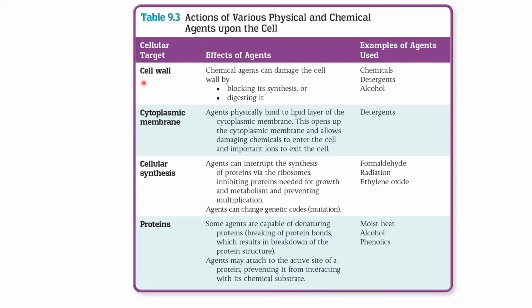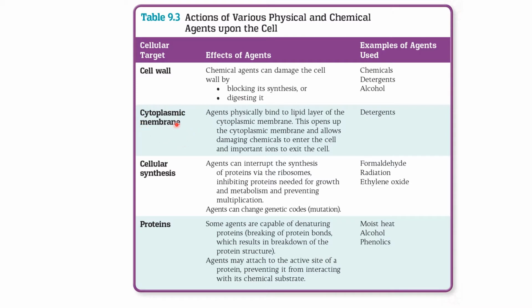They either target the cell wall of the microbe, so they block the synthesis of that cell wall. So if the microbe cannot make its cell wall, the microbe is going to be affected. Or these agents digest the cell wall, so they break it down. Alcohol, certain detergents, and certain chemicals can actually affect the cell wall of the microbe.